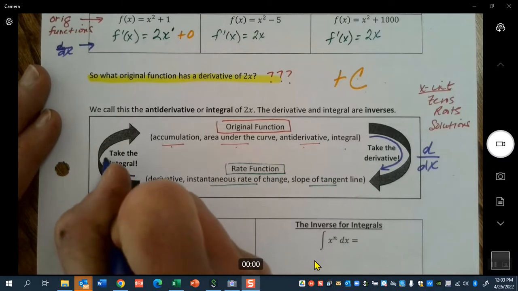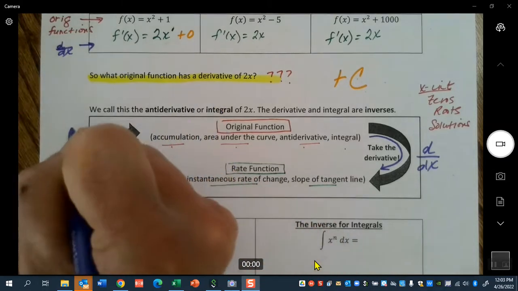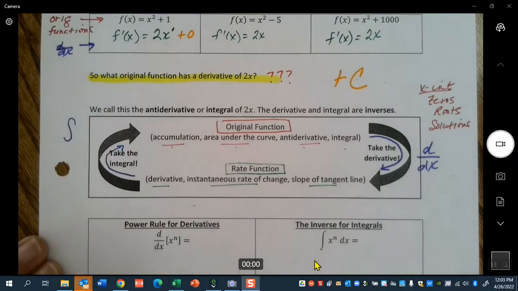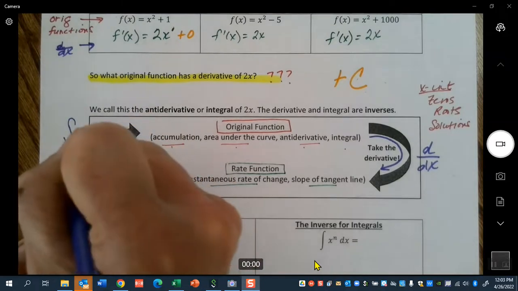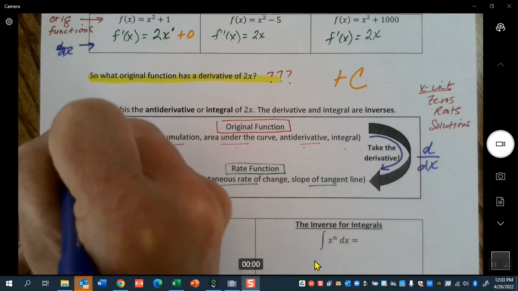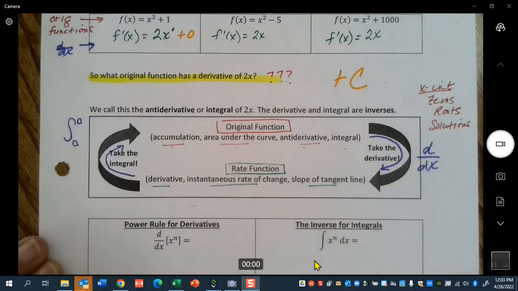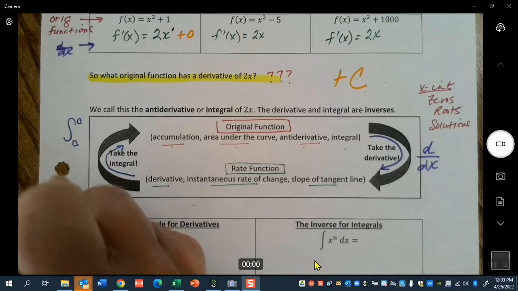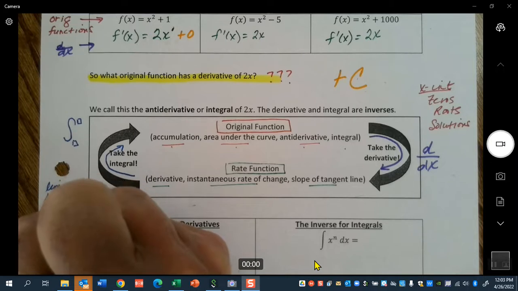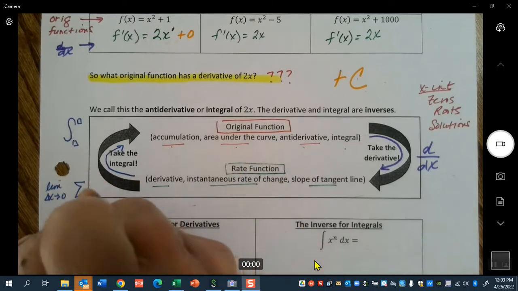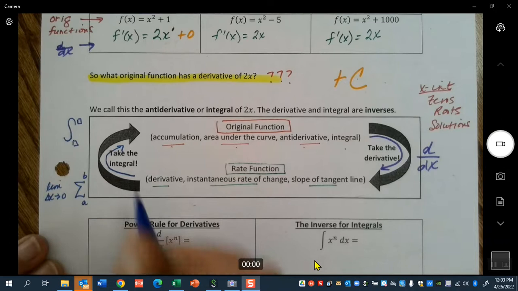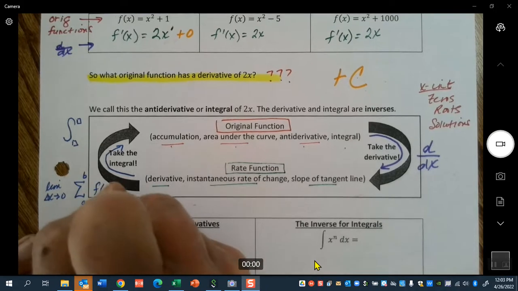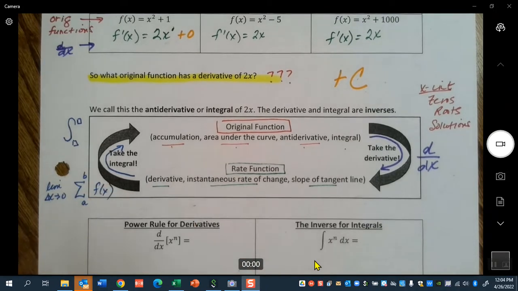So when we come up and find the integral, as a reminder, it's that cute little curve. And we have that lower boundary, we have that upper boundary. And that whole conversation came from finding the limit as the change in x approaches 0 of that summation on some boundary from a to b of my original rate function.